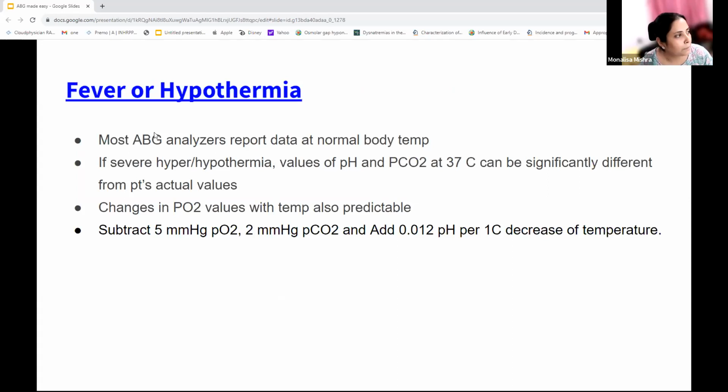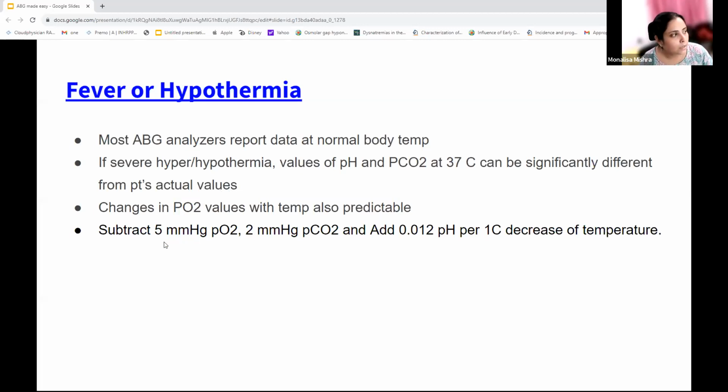The next thing you have to keep in mind is most of the ABG analyzers actually report the data at normal body temperature. So if there is severe hyper or hypothermia, the value of pH and PCO2 at 37 degrees can be significantly different from the patient's actual values. And the changes in PO2 values with temperatures are also predictable.